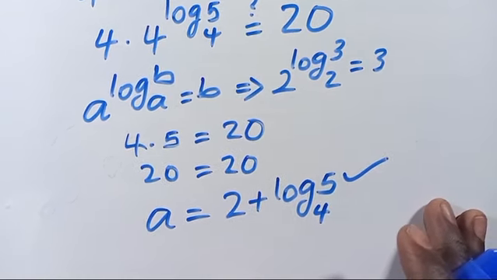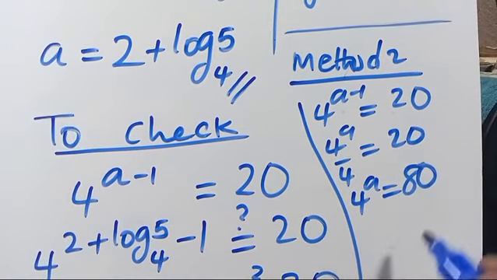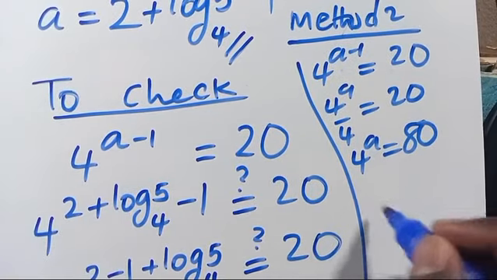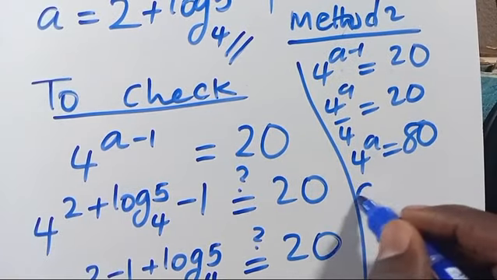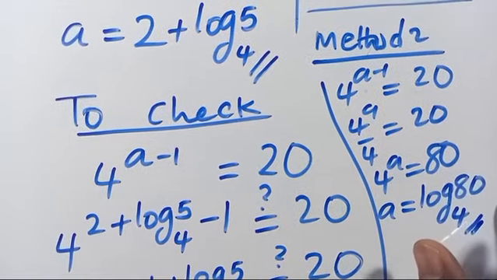Then let me introduce you to the fastest way. Let's call this one method 2, the short method. We have 4 to the power of a minus 1 equals 20. So this will be 4 to the power of a divided by 4 equals 20. So this will be 4 to the power of a equals 80. And from here, a simply means log 80 in base 4. And this is the short method.